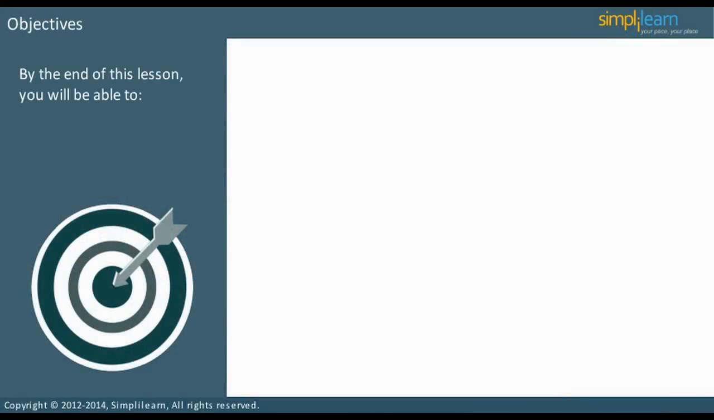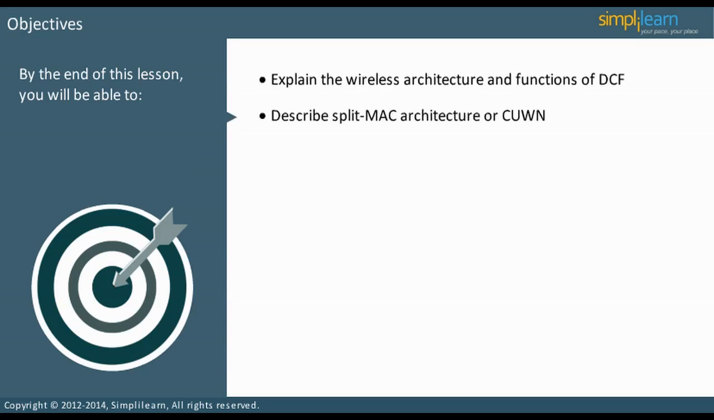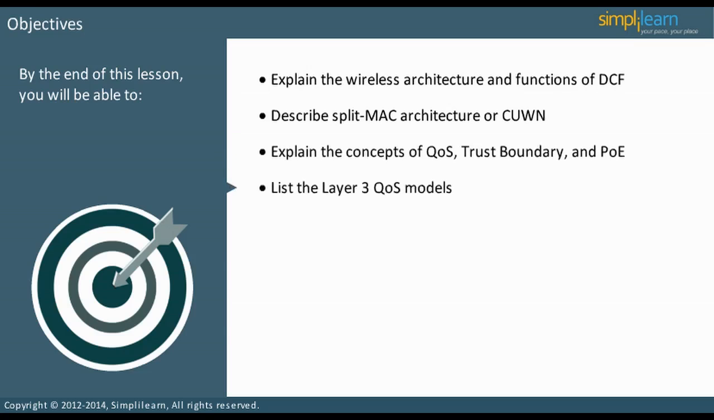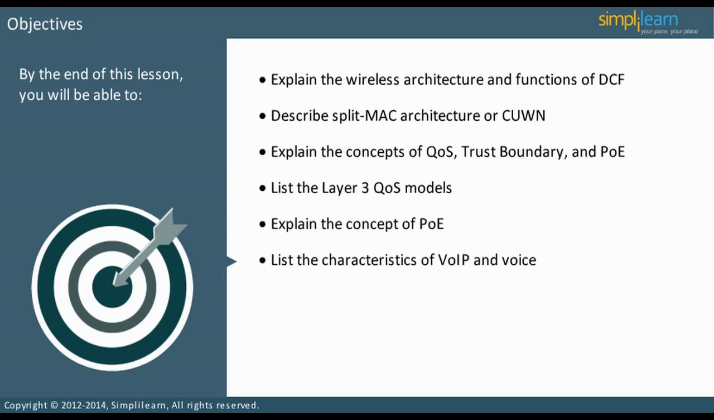By the end of this lesson, you will be able to explain the wireless architecture and functions of DCF. Describe Split MAC architecture, or CUWN. Explain the concepts of QoS, trust boundary, and PoE. List the Layer 3 QoS models. Explain the concept of PoE. List the characteristics of VoIP and voice.